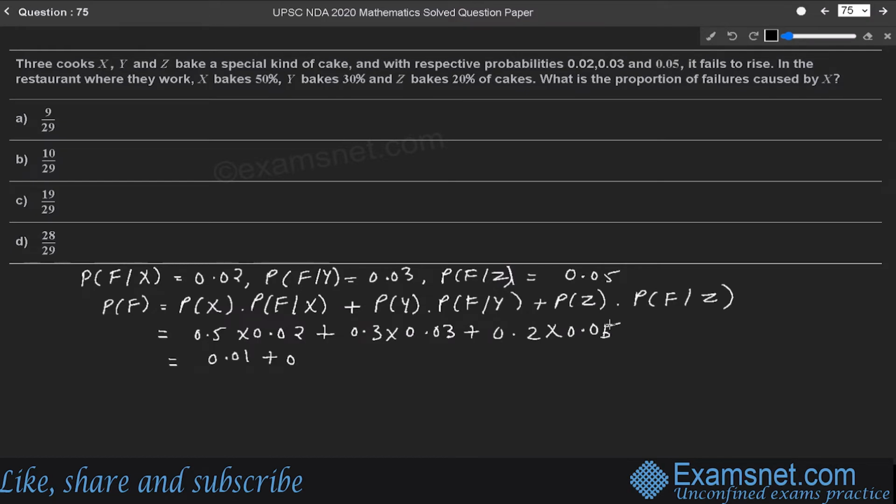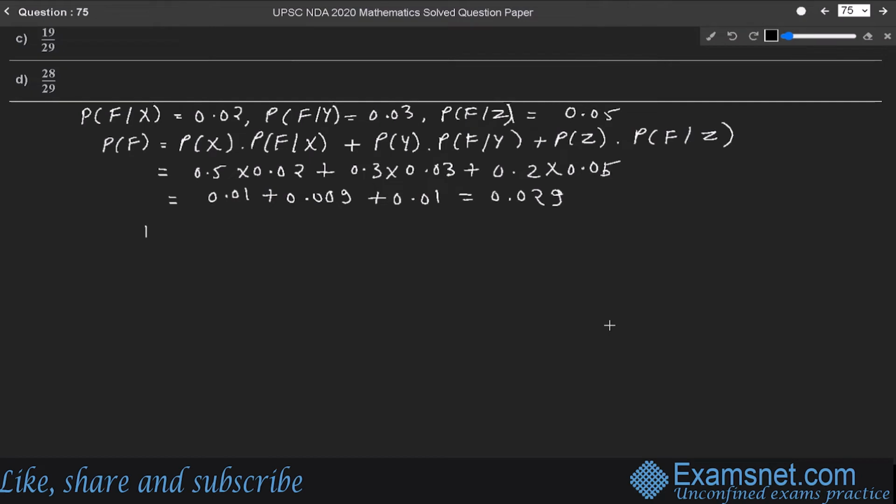0.01 plus 0.009 plus 0.01 is equals to 0.029. So this is the value of P of F. We can say that P of F is equals to 0.029. Now we know that P of X intersection F will be equals to P of X into P of F by X. So this will be equals to 0.5 into 0.02, which is equals to 0.01.